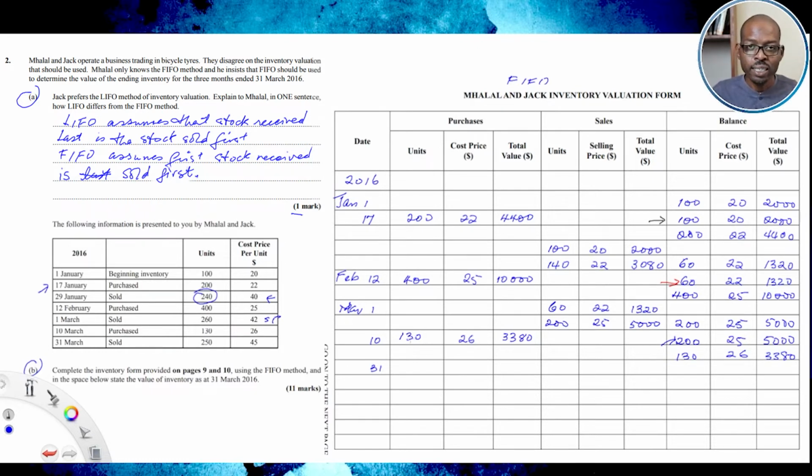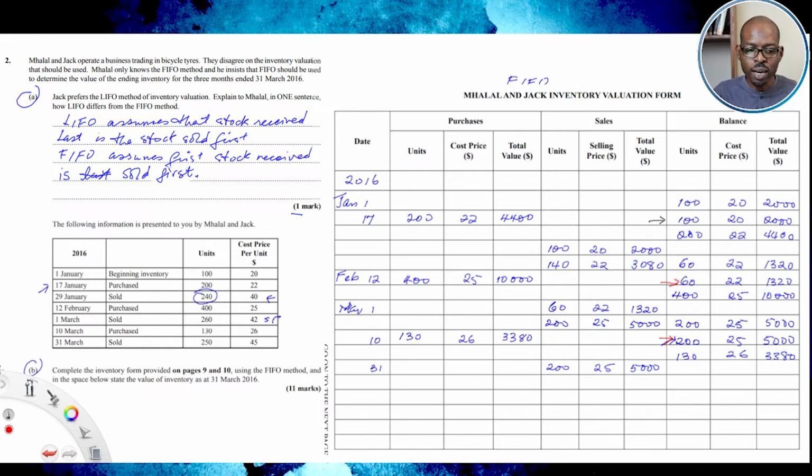200, no, we can't get the full 250. So we take 200, we empty that batch. 200 at 25 is 5,000. So now this batch no longer exists. It is gone. This batch is gone.